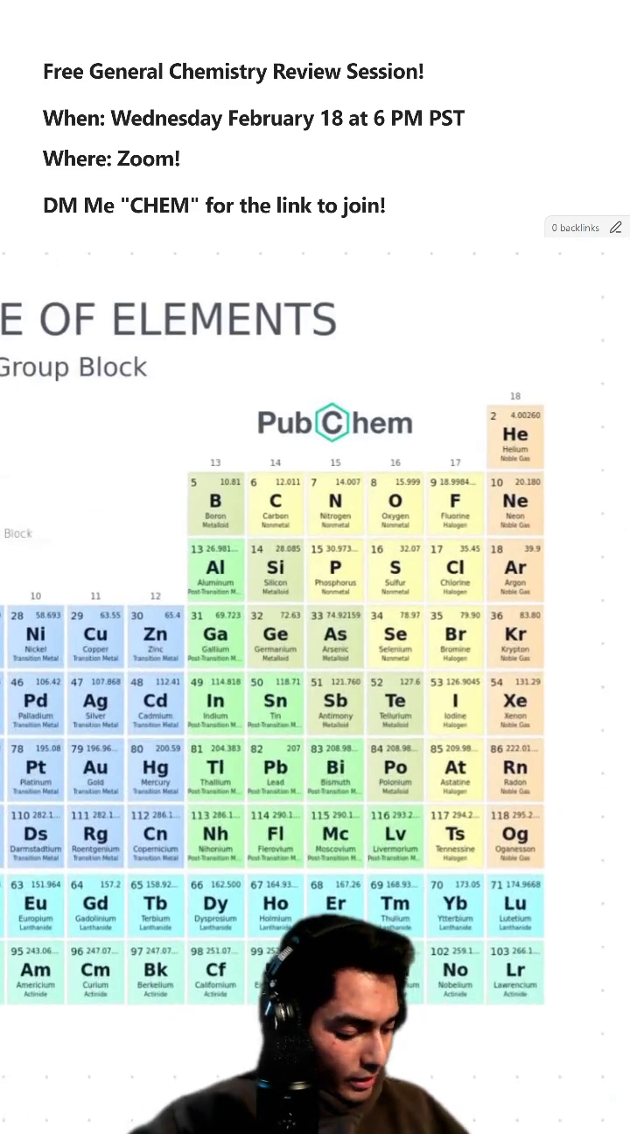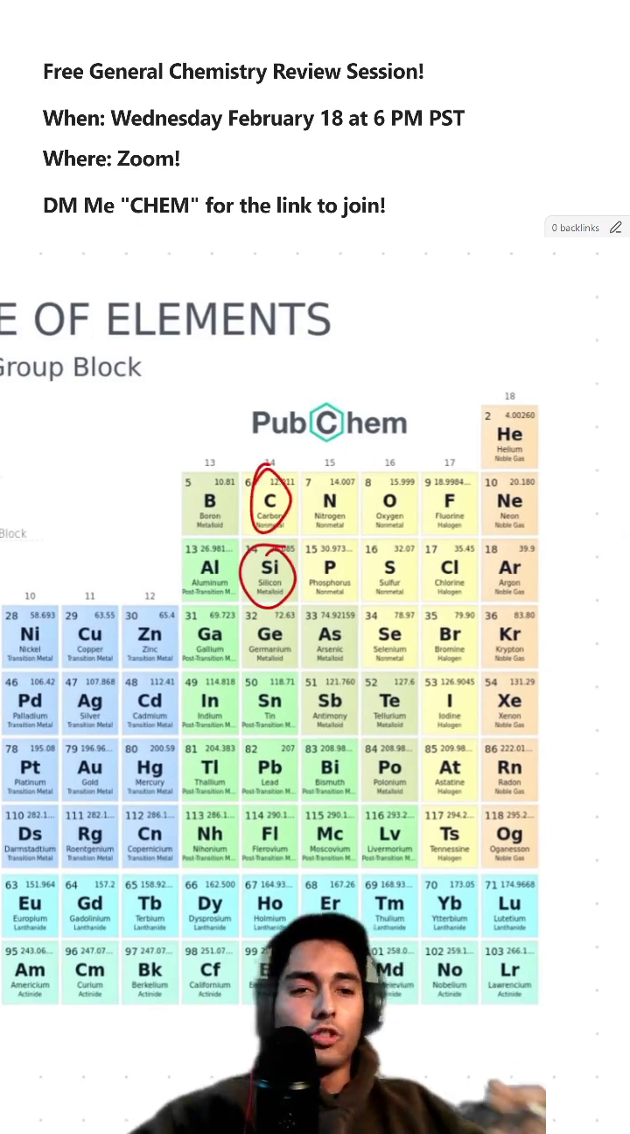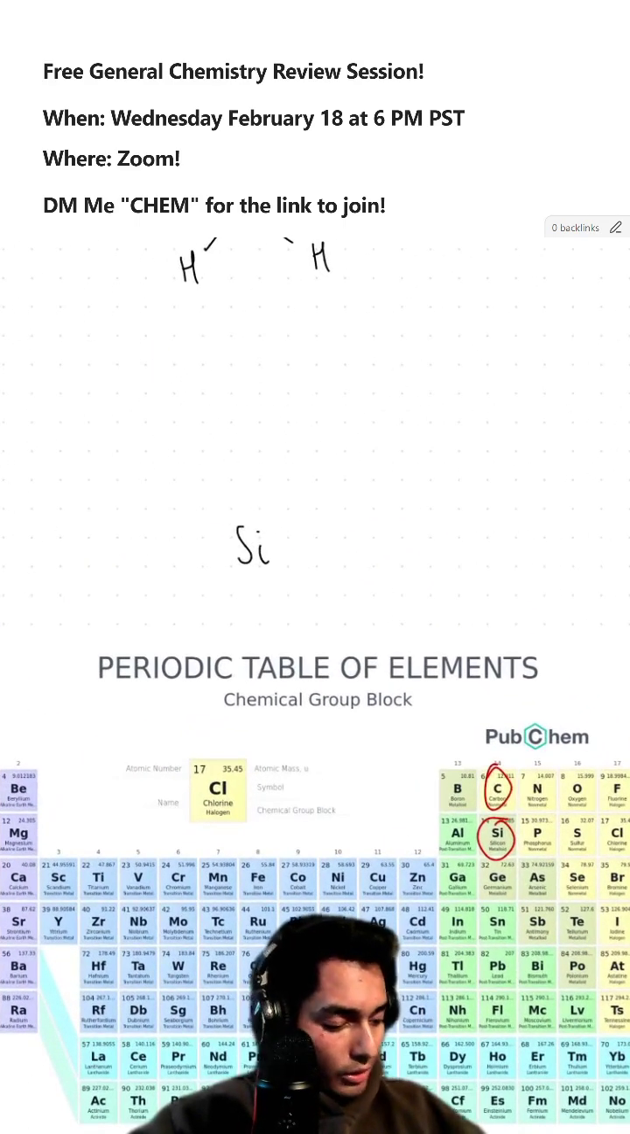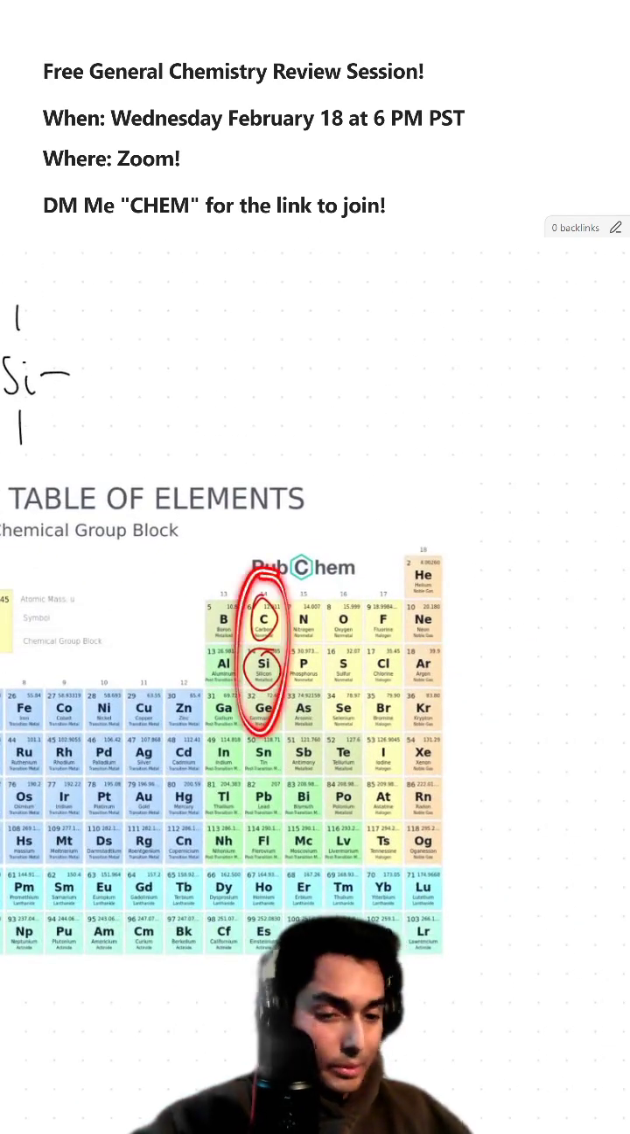Okay, Si lives right under carbon. So that means carbon is going to be isoelectronic to Si. So I'm going to have 1, 2, 3, 4. How do I know it's 4? Because it lives in this column here.